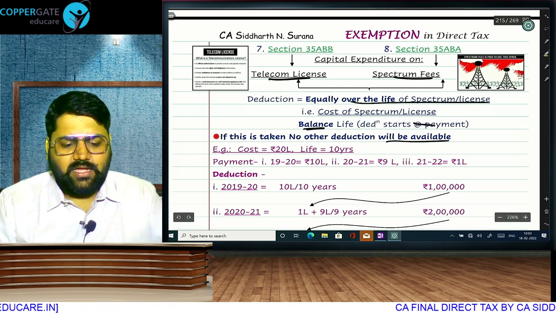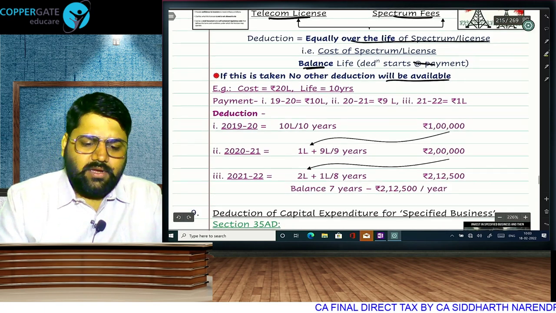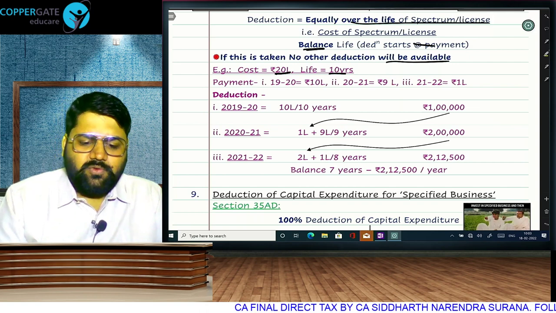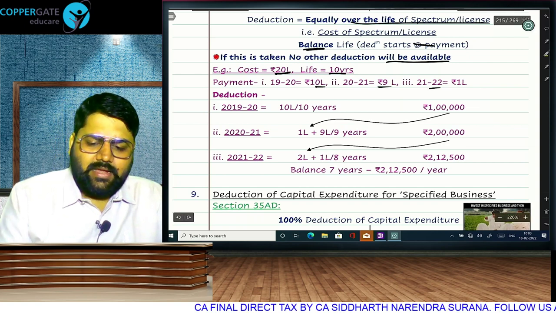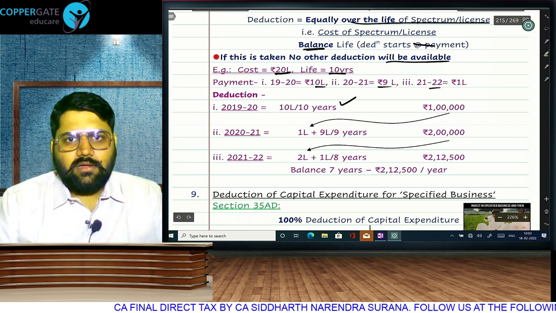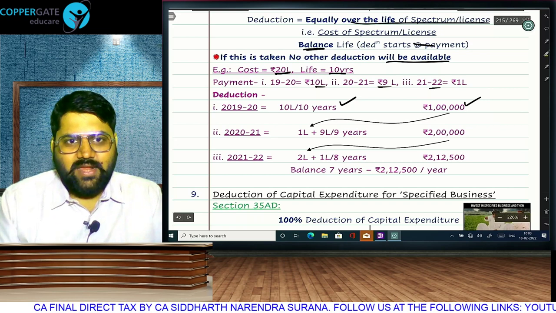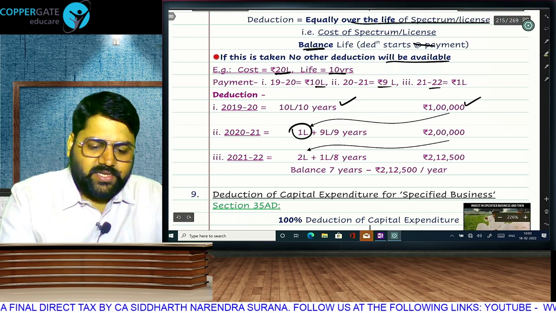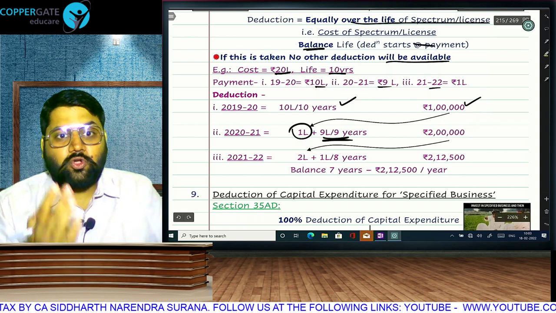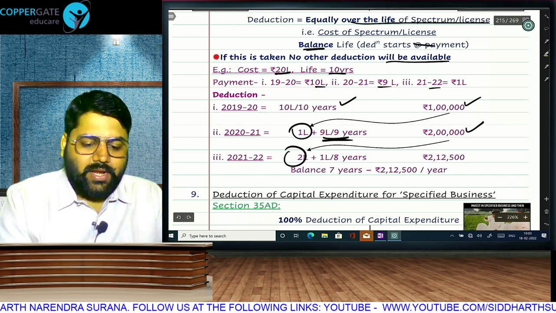If this deduction is taken, of course, no other deduction, that means intangible depreciation cannot be taken. For example, you take a 20 lakh license with 10 years life, but you make payment in installments: 10 lakh, 9 lakh and 1 lakh. So, in the first year, 19-20, you will get a deduction on only the 10 lakh, and that also apportioned over the life, so only 1 lakh, but this you will now get every year. So, next year this 1 lakh is fixed, plus you made another 9 lakh payment. Now, it has to be spread over 9 years because we have to stop at the end of the license. So, that will make 1 lakh plus 1 lakh, 2 lakh. Now, this 2 lakh is fixed.